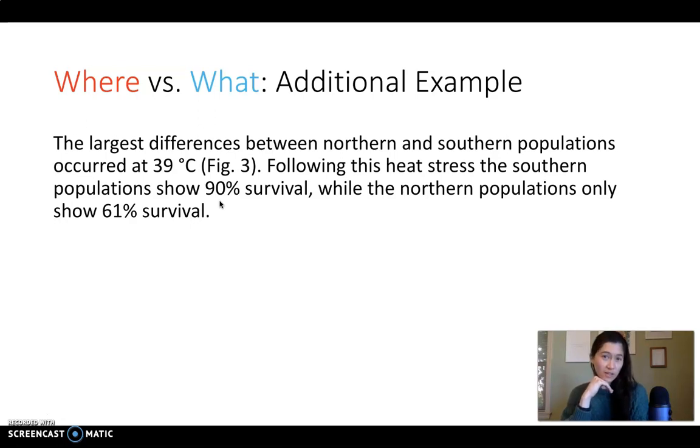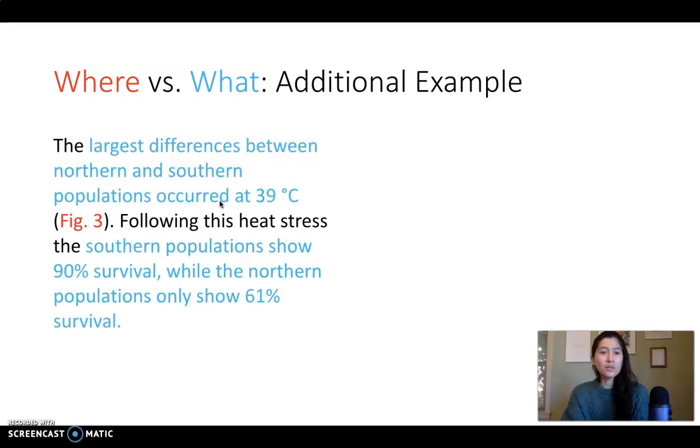Okay, if you're not quite ready yet, you can pause the video, but I'm going to reveal the answer. So pause the video if you're not ready yet to see. So when I'm looking at this excerpt, and again, I've color-coded it red for where, blue for what.